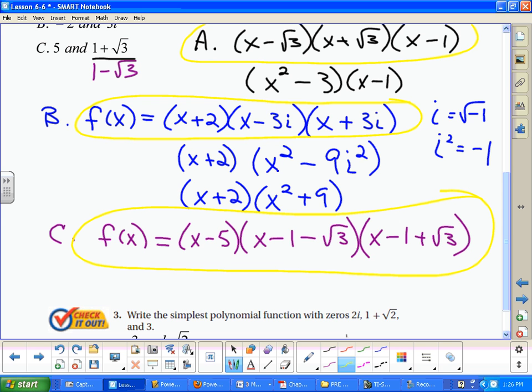Yes, Evan. Is it always going to be x minus and then whatever they gave you? Or it's always going to be the opposite of the first? Okay, so if this said negative 1 plus the square root of 3, then both of these would be positives. Okay? All right?